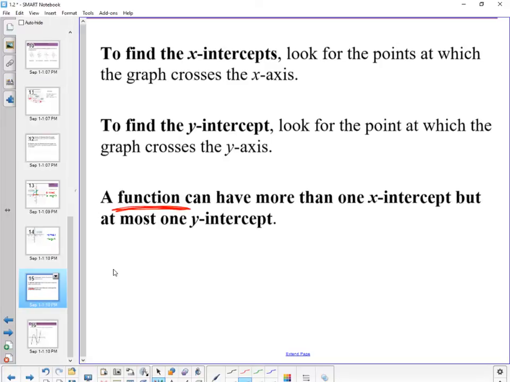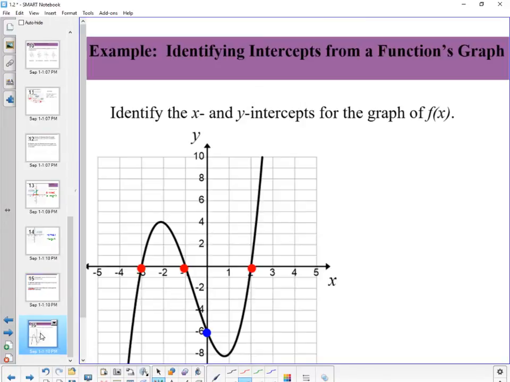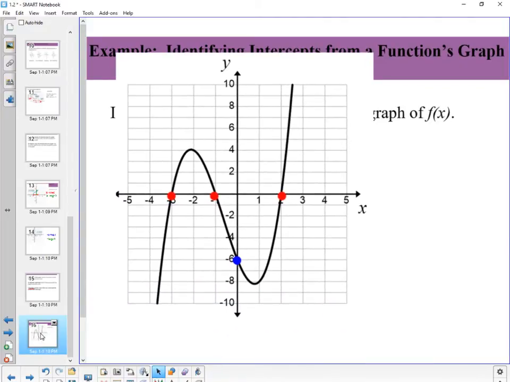You guys ready? All right, last slide. How many intercepts does this bad boy have? Malia, how many intercepts? Beautiful, well done. So, 1, 2, 3 on the x, 1 on the y.